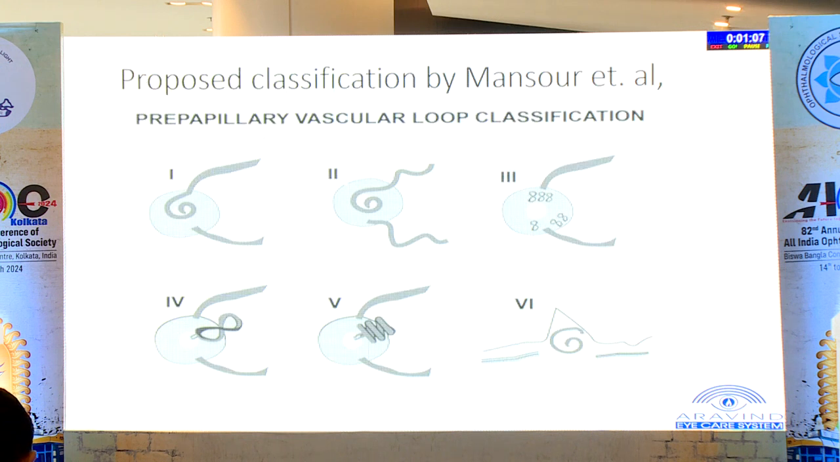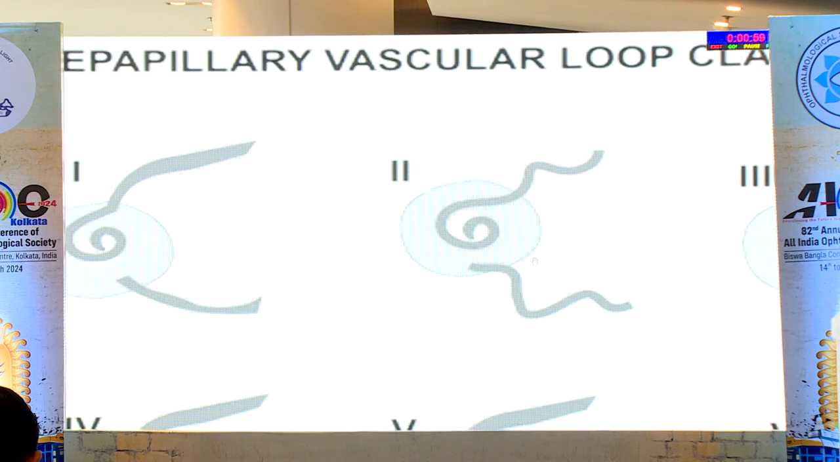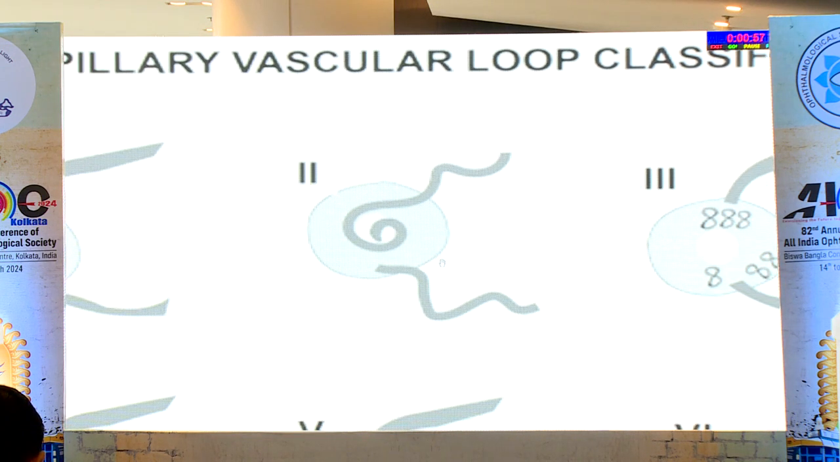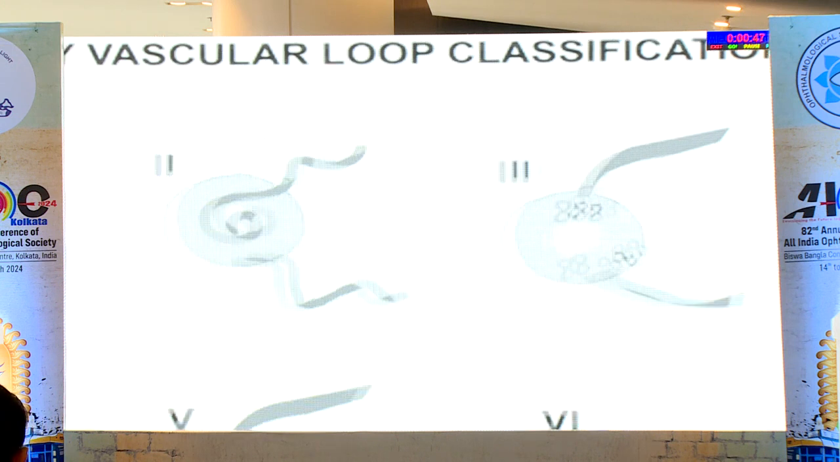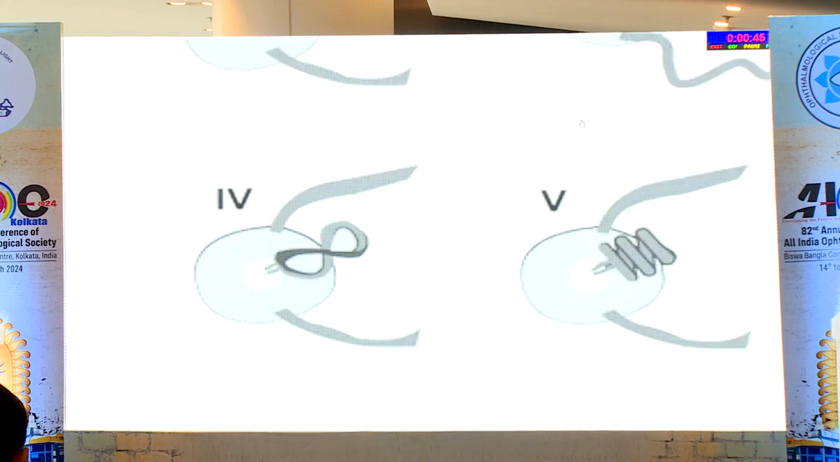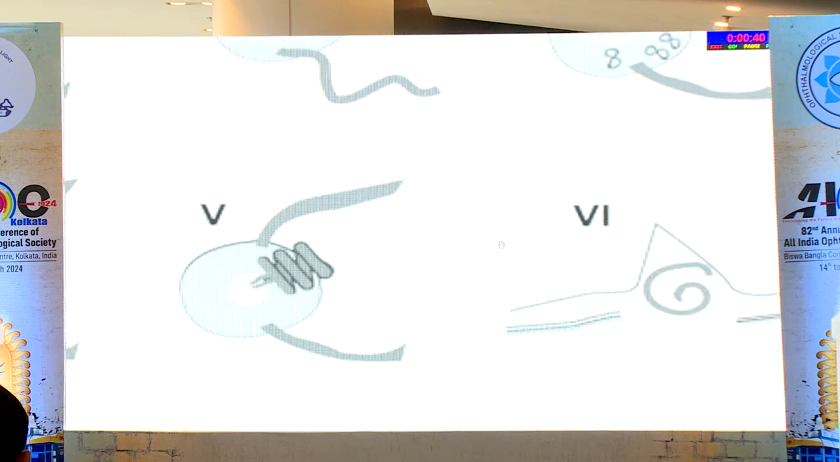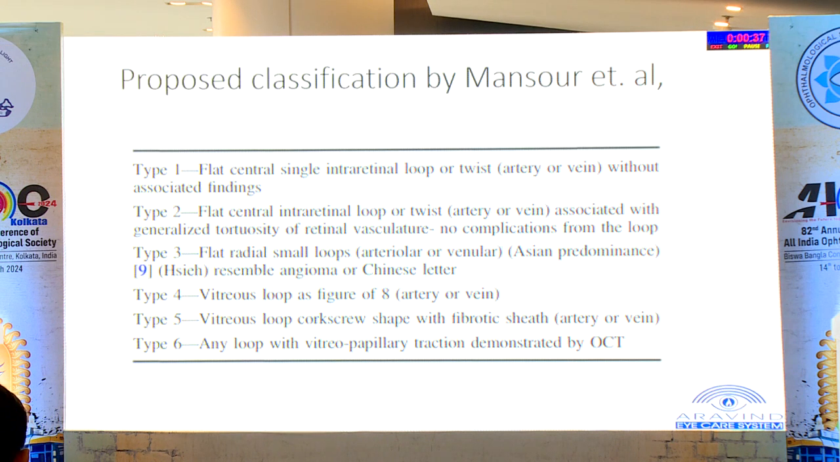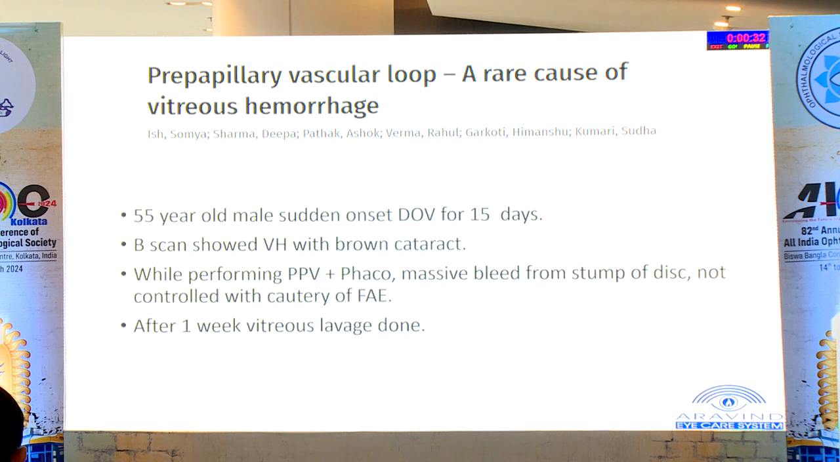The first one is a flat intraretinal loop with no associated retinal vascular anomalies. The second one is a flat intraretinal loop over the disc with retinal arterial or vein anomalies, as seen in our case 1 and 2. The third one is a figure of 8, a small Chinese letter pattern loop, which is most commonly seen in Asians. The fourth one is a figure of 8 loop. The fifth one is a corkscrew type, and the sixth one is any loop with vitreopapillary traction. This is the proposed classification by Mansoor et al. On OCT, they can have either tortuous, hairpin, loop, or spiral forms.